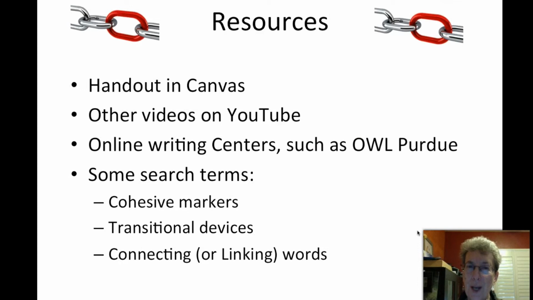All right, now you've got more resources to study these. I've got the handout of the big table that I just showed you. It's in Canvas. There are a lot of videos, not on Canvas, on YouTube, that show you how to use these different signposts. There are online writing centers such as OWL Purdue that have great resources. Purdue isn't the only one, but they might be the most famous. So if you want to find some of these things, some search terms that you can use are cohesive markers, transitional devices, connecting words or linking words, and all of those will get you what you're looking for.